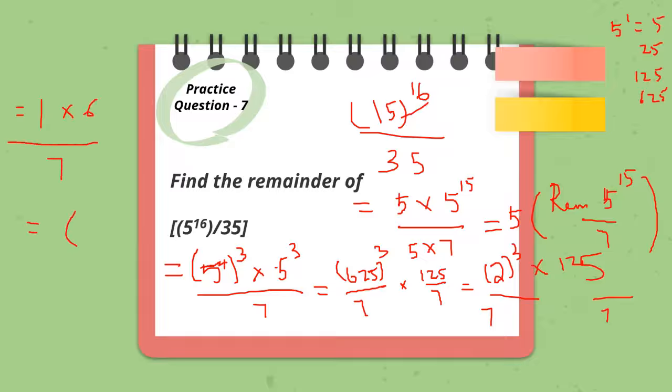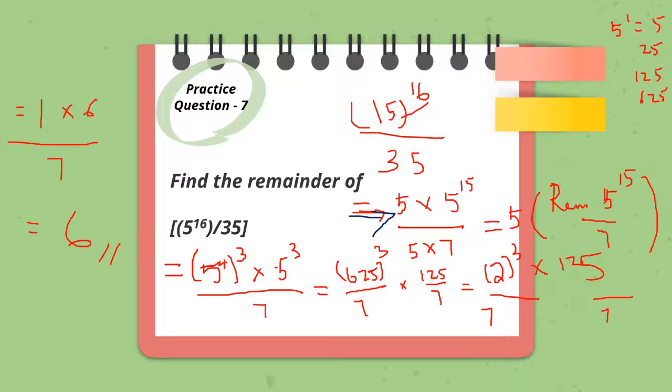Let me repeat once again. 5 to the power 16 divided by 35, we need to find the remainder. 35 also has 5 as its factor, so this way you can convert. Let's put a different color to understand this again. This is the second step, that is 5 into 5 power 15 divided by 5 into 7. So 5 and 5 will be taken out common. So 5 into the remainder when you divide 5 power 15 by 7. That's the required remainder. Got it?